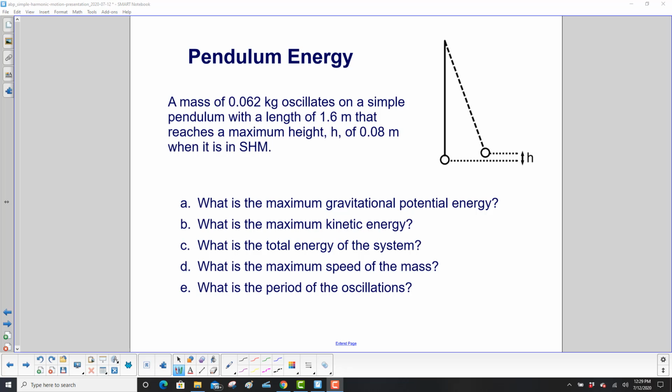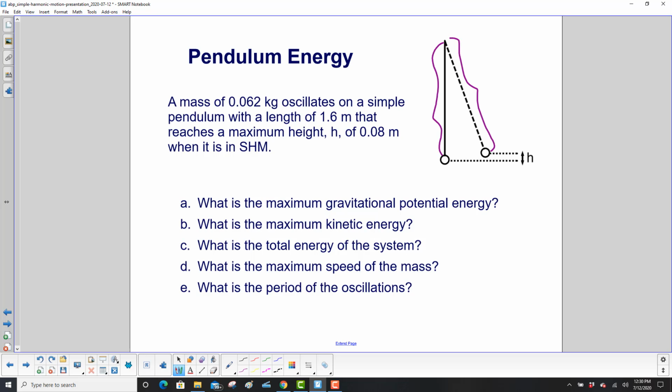A mass of 0.062 kilograms oscillates on a simple pendulum with a length of 1.6 meters, and that's this. This is the length of the pendulum, and it's also right here before it swings up, and it reaches a maximum height h of 0.08 meters when it is in simple harmonic motion.